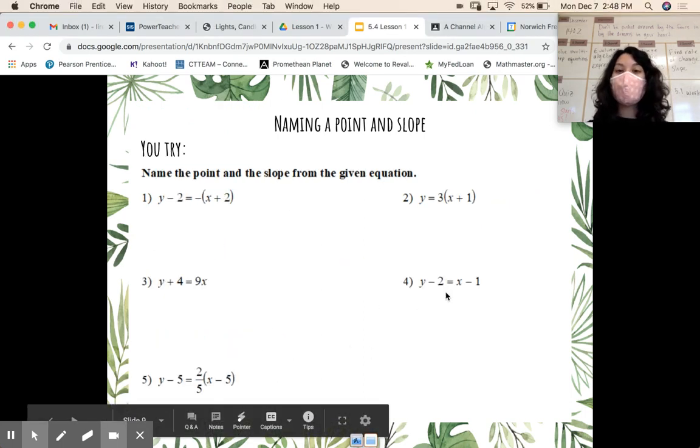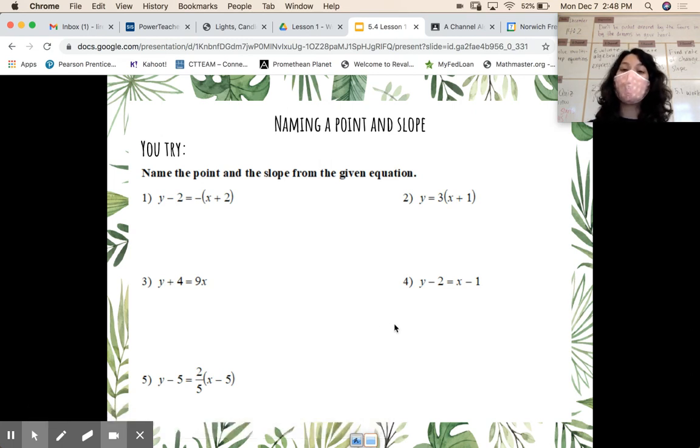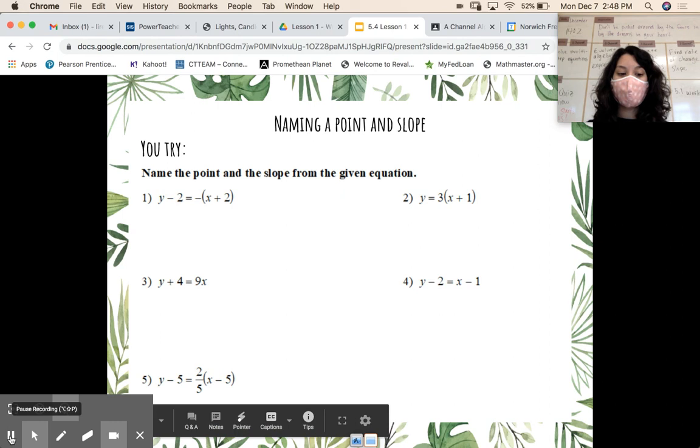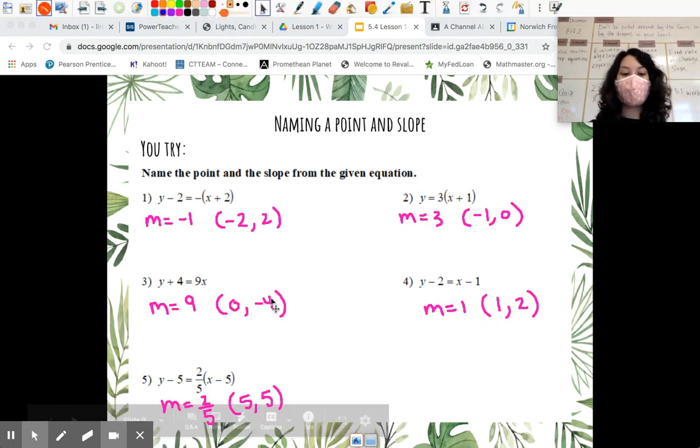Okay, so here's the last set of you try problems. Let's go ahead and pause and then unpause to reveal some answers. Okay, here are the answers that you should have gotten for all of your slopes and ordered pairs. The ones that might have been a little tricky probably were numbers 2, 3, and 4. 1 and 5 should have been pretty straightforward.